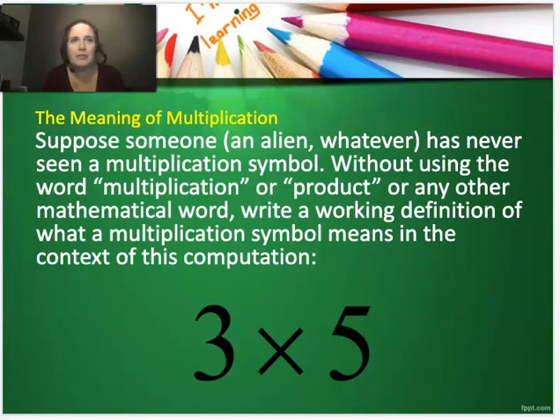Let's focus on the meaning of multiplication. So if you have someone, an alien, whatever, who has never seen the multiplication symbol, without using the word multiplication or product or any other mathematical word, what would a good working definition of what a multiplication symbol means in the context of this computation? So instead of saying 3 times 5 or 3 multiplied by 5, what idea could we come up with?